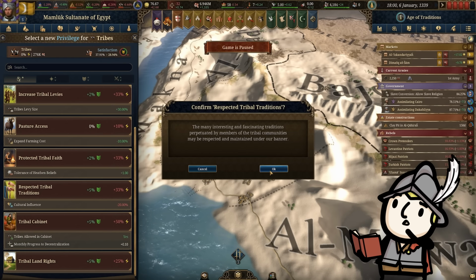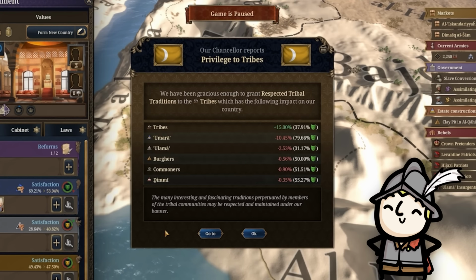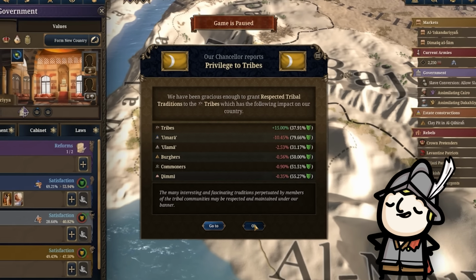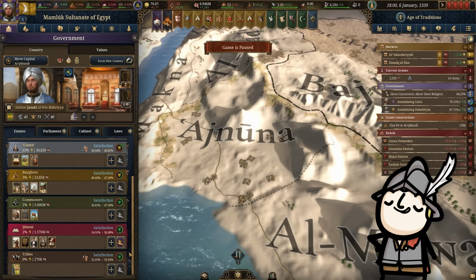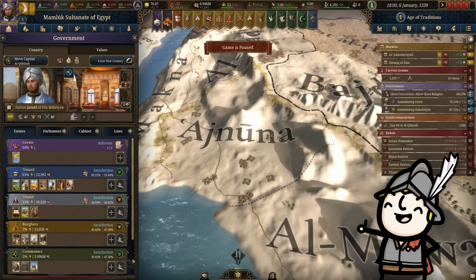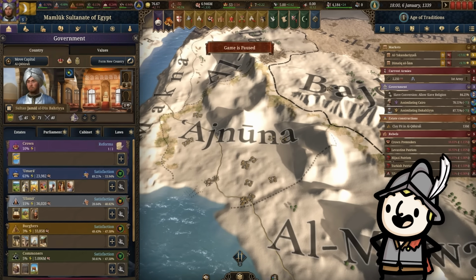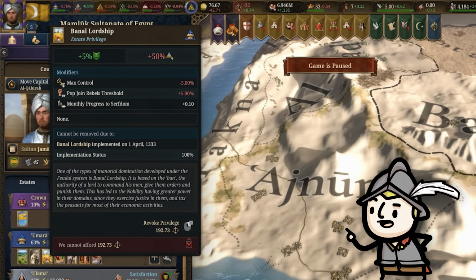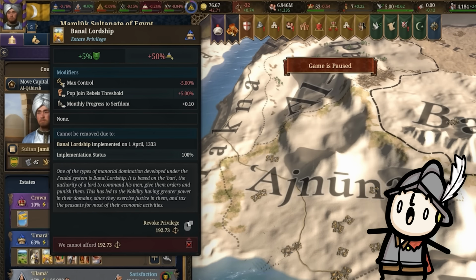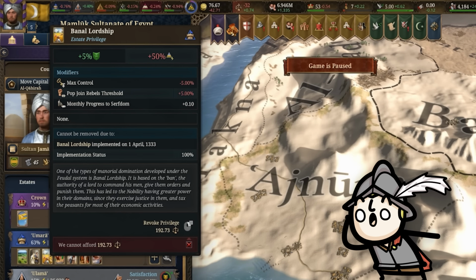Let's start with a little respect. You can see that increased satisfaction of the tribes, but it had a negative impact on the other estates, mostly the nobles. So we're starting to move the needle just a little bit here and just a little bit there. One of the other issues we saw was this privilege granted to the nobles. It lowers max control everywhere by 5%, a huge modifier.